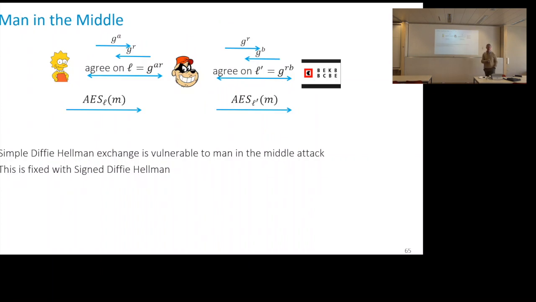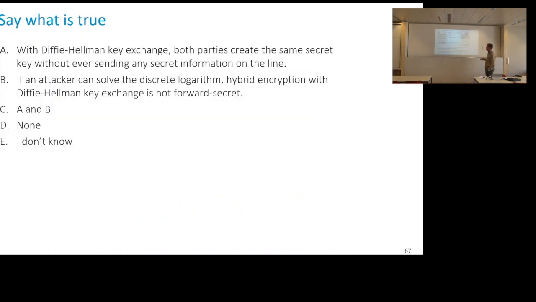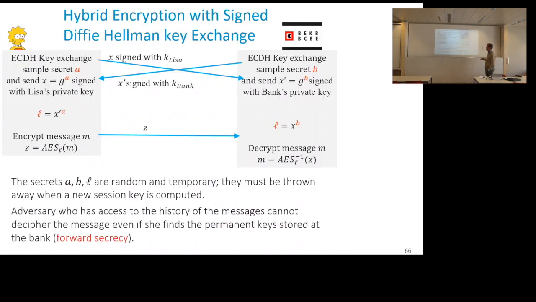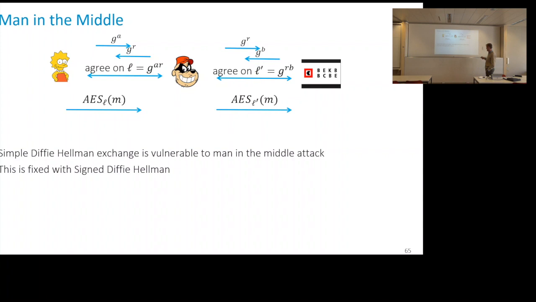This doesn't yet solve the problem, because we have the same problem of the man-in-the-middle attack here. Same problem as before. If the man in the middle chooses the secret and pretends to be Lisa to the bank here, both will agree on something, but the man in the middle will have all the means to decrypt everything and will, of course, be able to forge the messages.